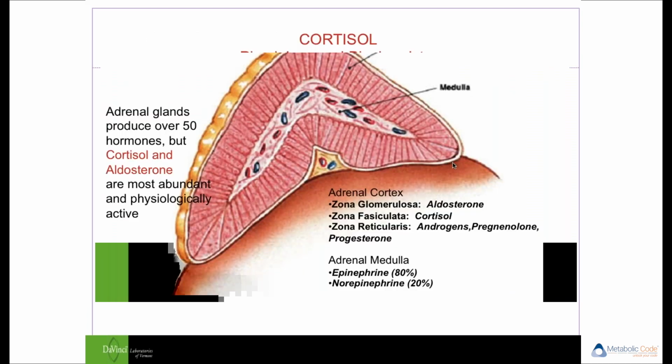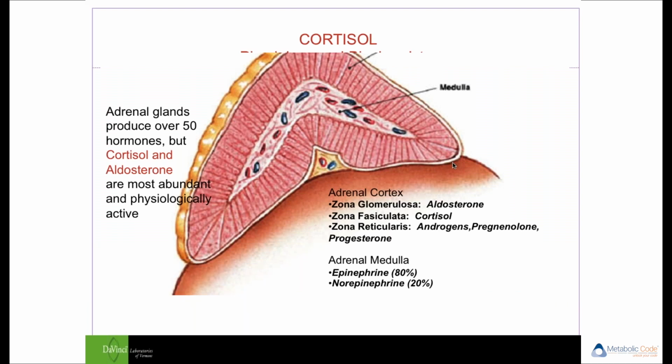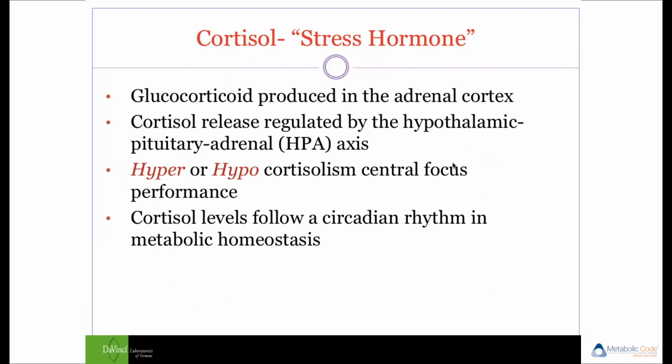Now, we know that the adrenals produce cortisol. This happens in the cortex, which is the rind of the adrenal glands. We have two of them. They sit on top of the kidneys. They're about the size of a nutmeg. And then the center of the adrenal is called the adrenal medulla, which produces epinephrine and norepinephrine.